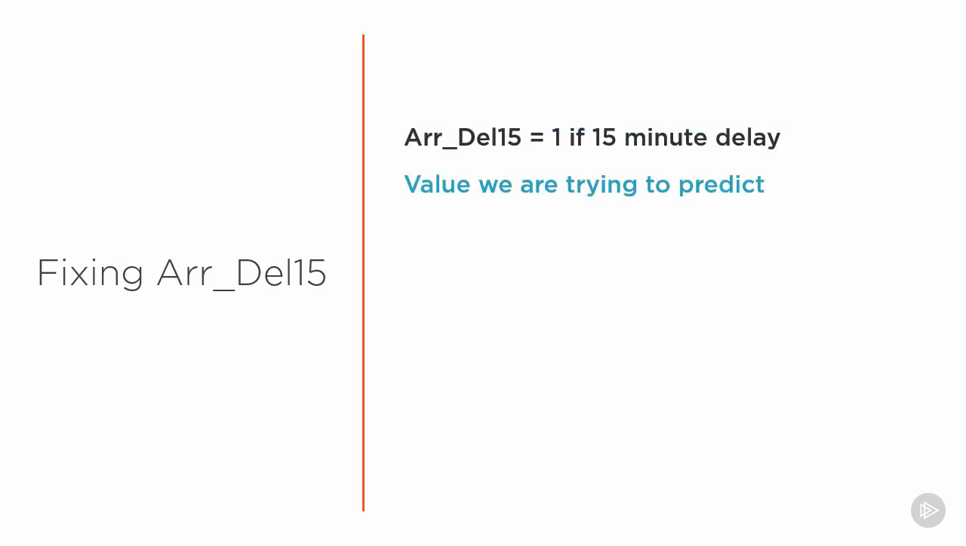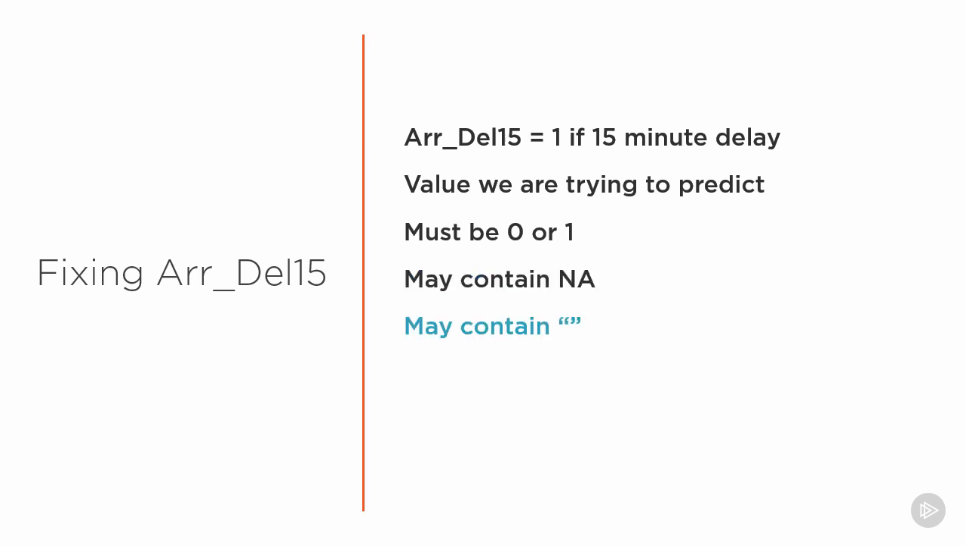Let's recall that our solution statement said we are trying to find flights that arrive 15 or more minutes late. That is, those flights in which arrive delay 15 is set to 1. Since arrive delay 15 is the result for which we are predicting, we cannot process any rows for which the value is not 0 for false or 1 for true. Unfortunately, if the column does not have a value, the CSV import process will set the value in the column to NA. To make matters worse, the DOT export process will sometimes set columns to an empty string when it does not have a value.